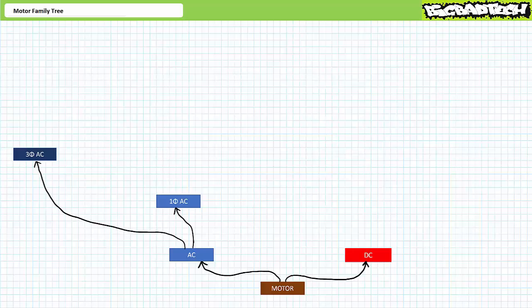We've now divided our family tree into three distinct branches, and there is very little crosstalk between them, with one exception being the universal motor, which as the name implies can run off DC or single-phase AC. It doesn't do either task particularly well, but it does do both tasks. Let's introduce some basic motor terminology.